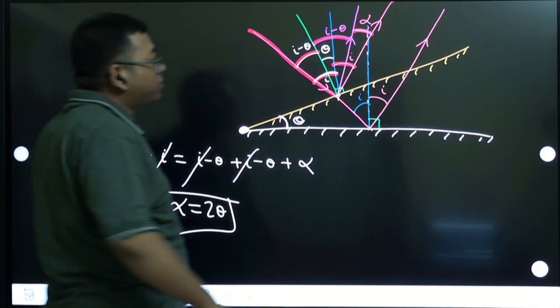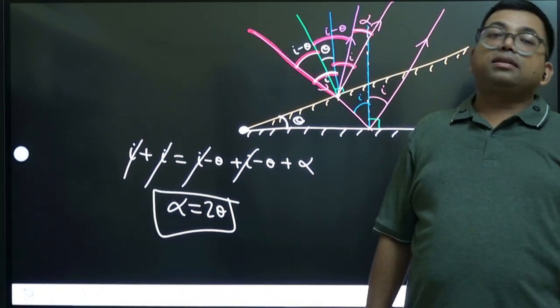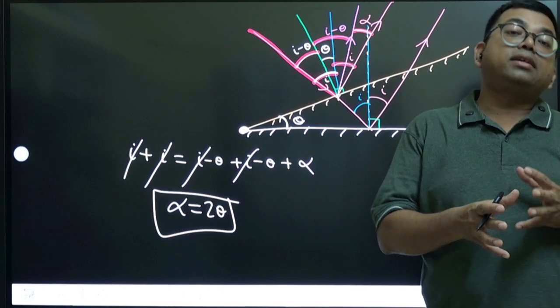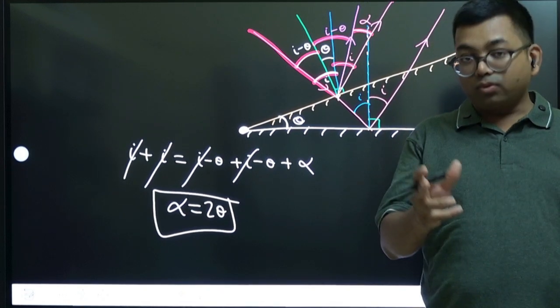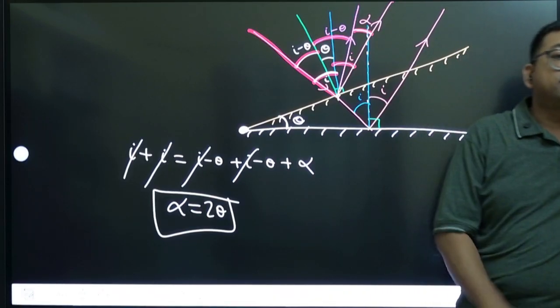Now we are very sure that whether you rotate the mirror about any axis, it doesn't matter. The reflected ray rotates by the same angle 2 theta. There can be no confusion. Are you understanding this? Yes.